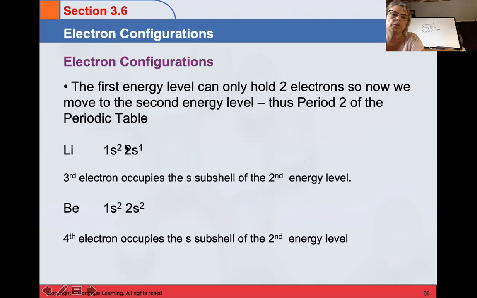So for lithium, we write a single electron in the second shell in the s subshell. For lithium, which has 3 electrons, we would put 2 in the 1s and 1 in the 2s. And we would read it out by saying 1s2, 2s1.